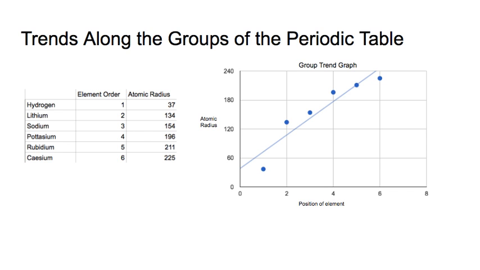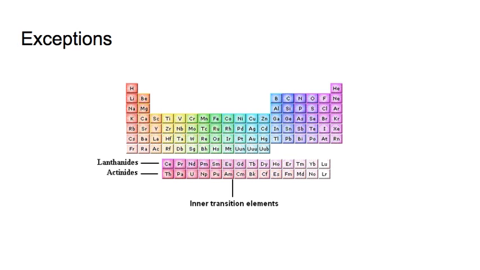This is because, unlike with the period, you add another energy level with each different element you go down the group, which is why it increases in size. There's only one exception to this rule. That is that with the inner transitional metals on the bottom of the periodic table, the electrons are added to the inner shells while the outer shells stay constant. So there is very little difference in radius size between these inner transitional metals, which are located on the bottom of the periodic table.